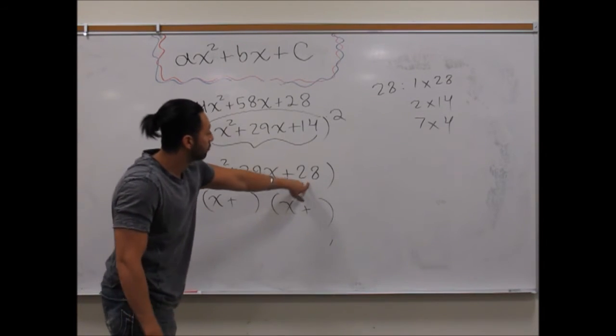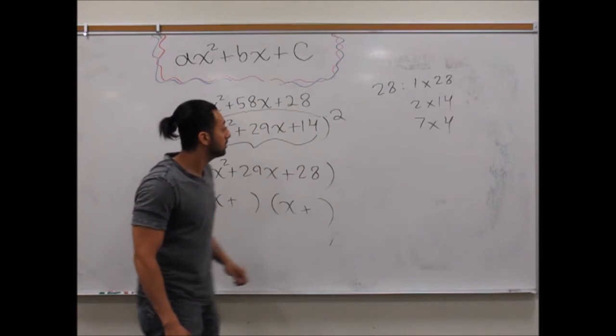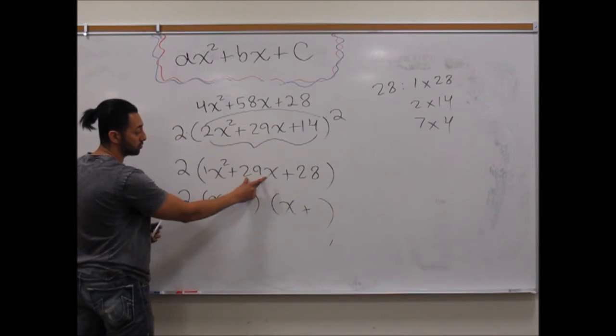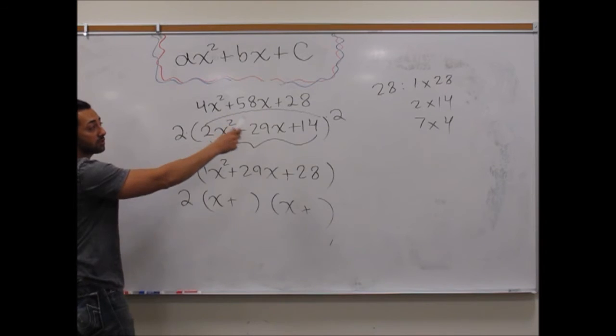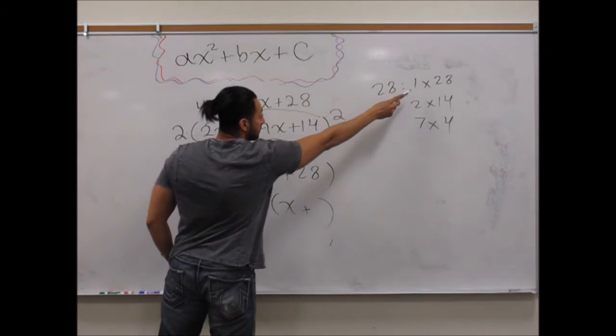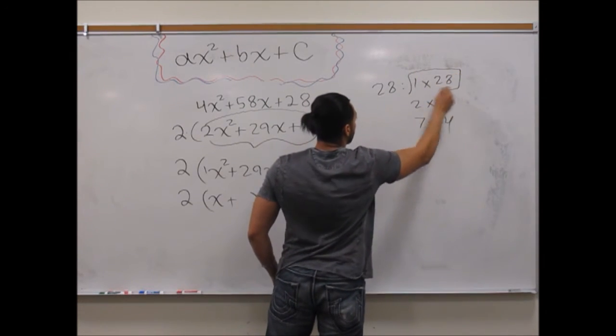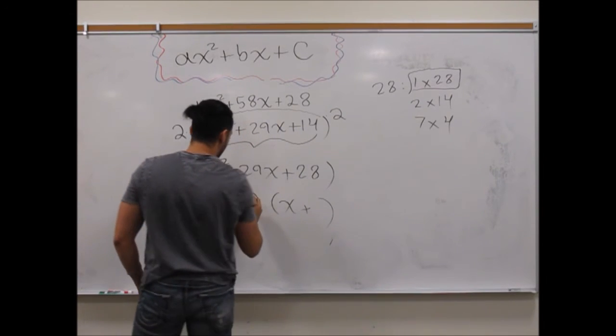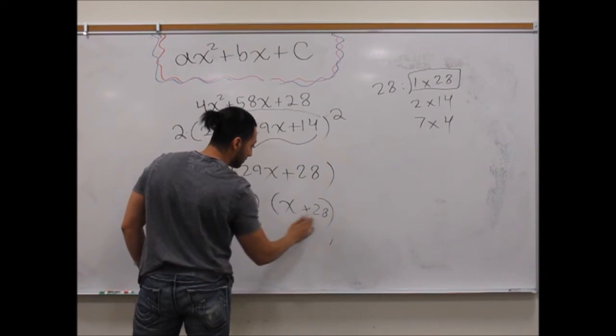Now the 28, which one of those would add in a way to give me my middle term, which is 29, right? The only one that looks like it'll work is 1 and 28. This guy right here, right? That's the one that'll work. So we put a 1 here, a 28 here. This is a plus sign.